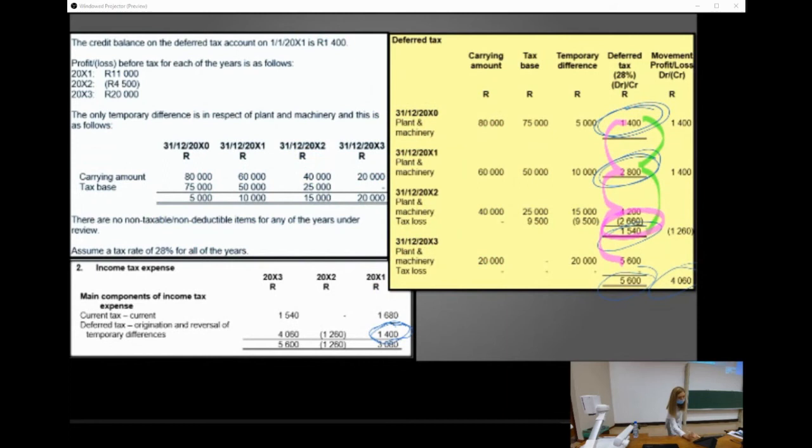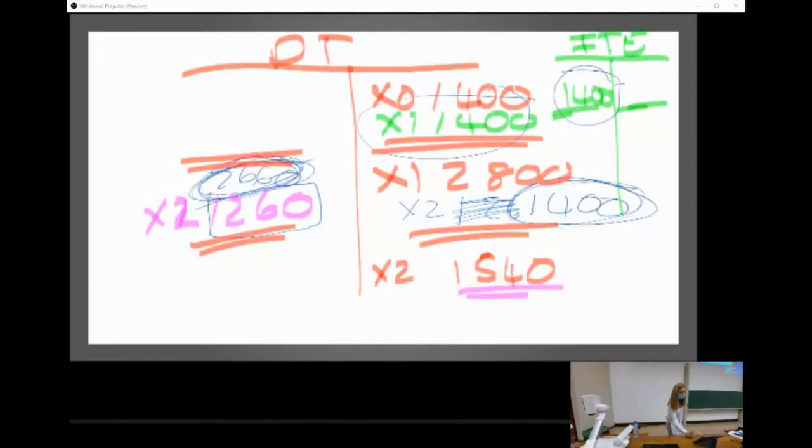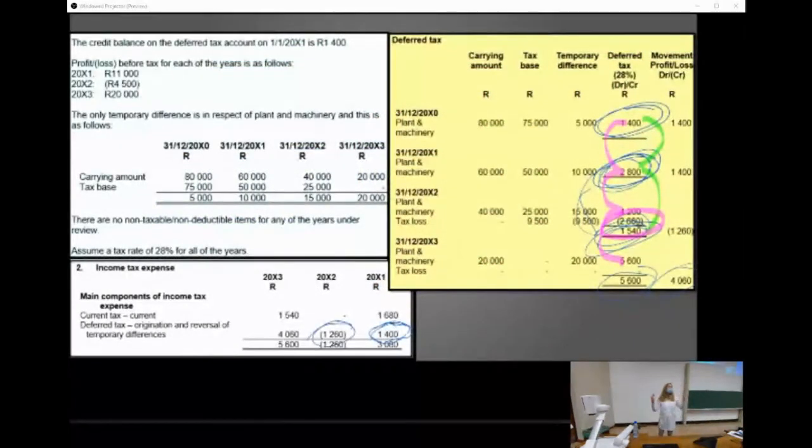Next year, with a movement from 2,800 to 1,540, we said debit deferred tax, and we would have credited my income tax expense with a 1,260. So there's my credit, my 1,260 benefit that I'm showing now, the other leg of the promise. I'm promising that we did have this income, and in future we're going to get the benefit from that. And then last year, the movement from the 1,540 to the 5,600 is the 4,060. Can you see that? Good.